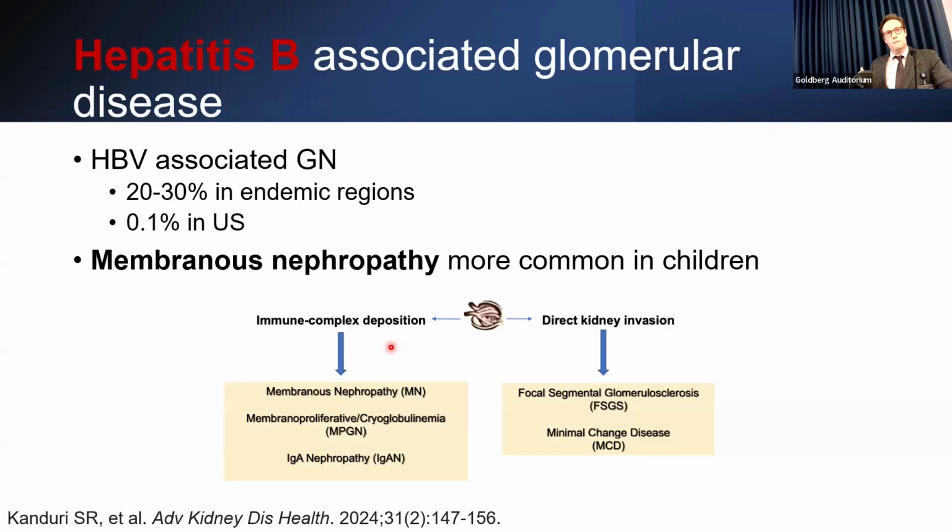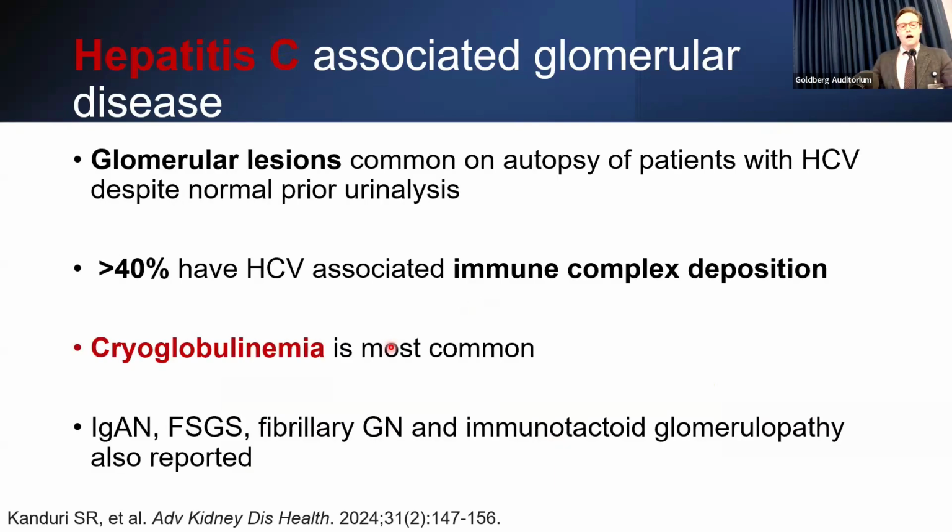The lesion of a podocytopathy would be hinted at by having a very nephrotic, i.e. large proteinuria, phenotype. Hepatitis C is also a very common etiology of glomerular disease. In fact, despite having normal renal function or normal urinalyses, on autopsy studies more than 40% of patients with hepatitis C will have evidence of immune complex deposition within the glomeruli. The most common manifestation of hepatitis C-related glomerular disease is cryoglobulinemia. However, secondary IgA, FSGS, and fibrillary GN have also been described.